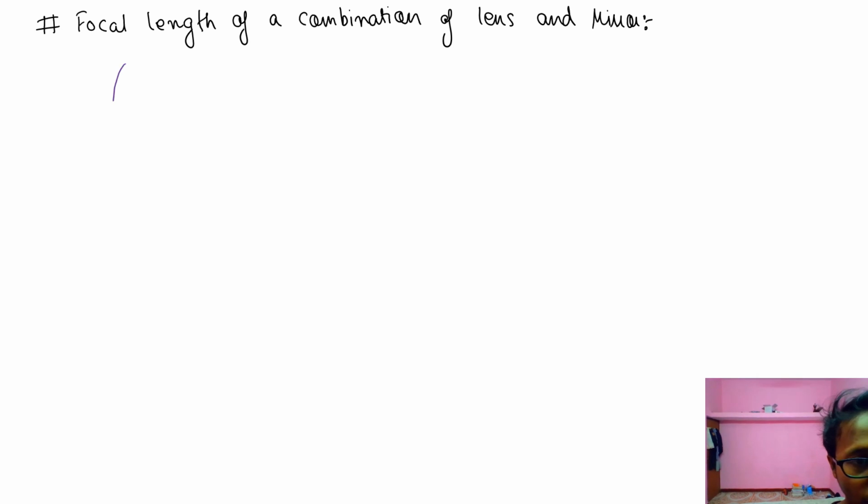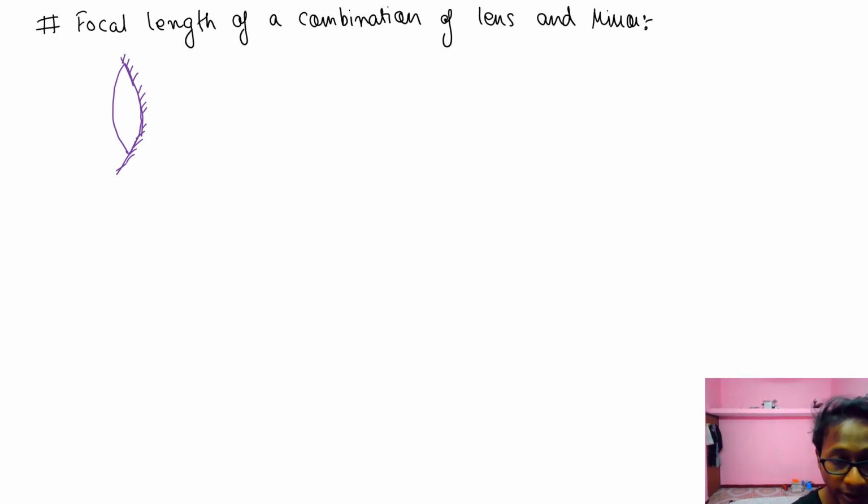Now suppose a lens is joined by a mirror here. What will happen? How many devices are there? There are actually three devices. First a refraction through the lens, then reflection from the mirror, and then the final image is formed after refraction through the lens again. So refraction, reflection, then again refraction. So there are three optical devices.